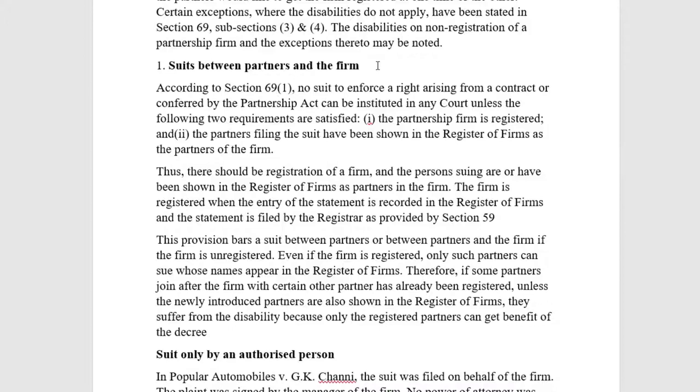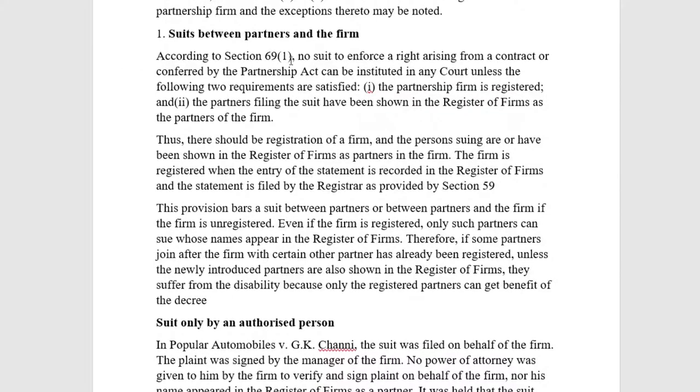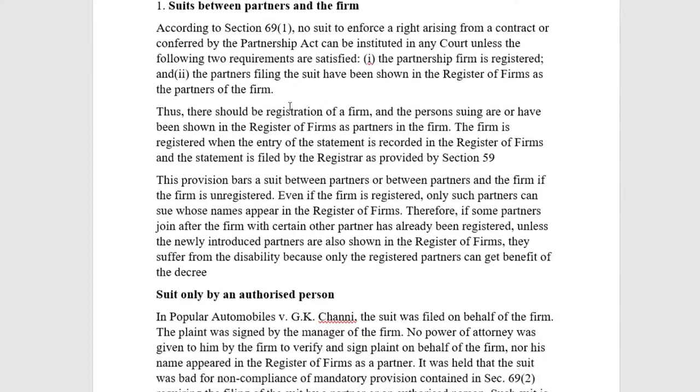Here, the suits between the partners and the firm. According to section 69(1), no suit to enforce a right arising from a contract or conferred by the partnership can be instituted in a court unless two requirements are satisfied. That means the partnership firm should be registered, and the partners filing the suit should have their names mentioned in the register of firms. If their names do not find a place in the register of firms, then also they will suffer from the disability.